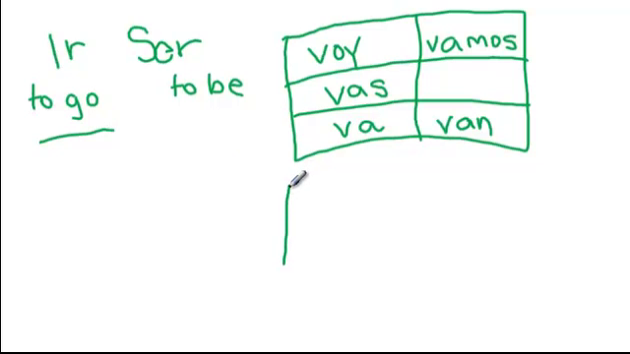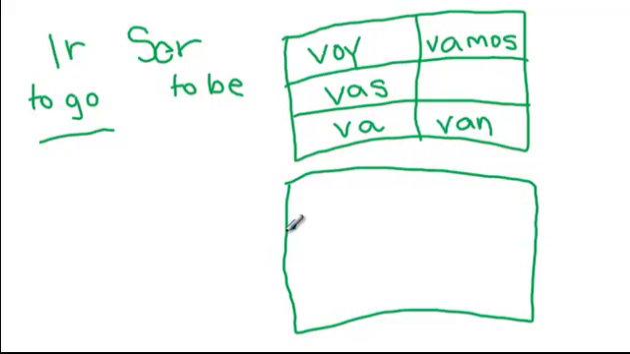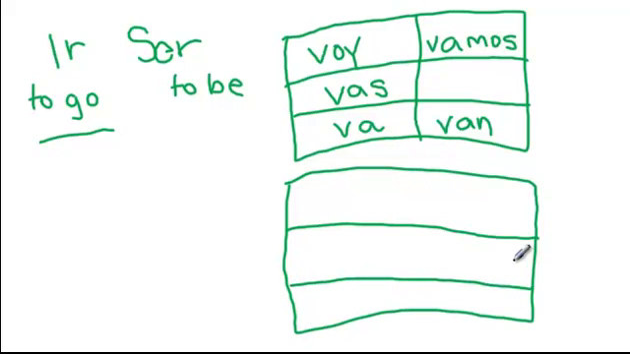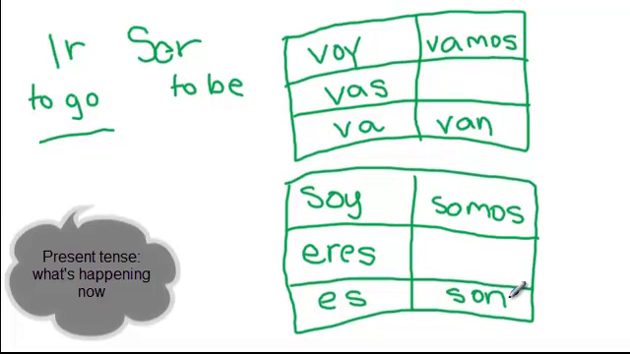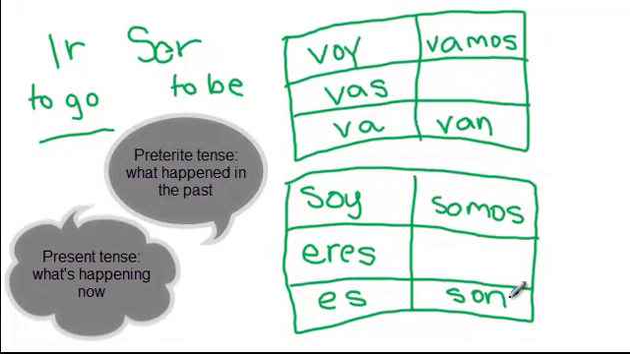Second thing I want to review is how to conjugate ser in the present tense. These are saying things like I am a girl, I am the Spanish teacher. The yo form is yo soy, tú eres, él o ella es, nosotros somos, and ellos son. So now that you remember how to conjugate in the present, hopefully that will help us conjugate them today in the preterite.